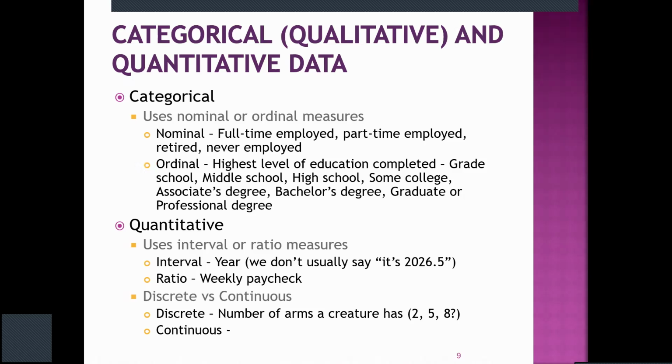For quantitative, we also talk about discrete versus continuous. And discrete only take on whole values. So, for example, the number of arms a creature has: human, starfish, octopus, right? And then continuous is things like your height in centimeters, your miles per gallon gas mileage. There's lots and lots and lots of continuous types of variables, including your weekly paycheck, right? Because you don't want people rounding that to your whole dollars, for example.